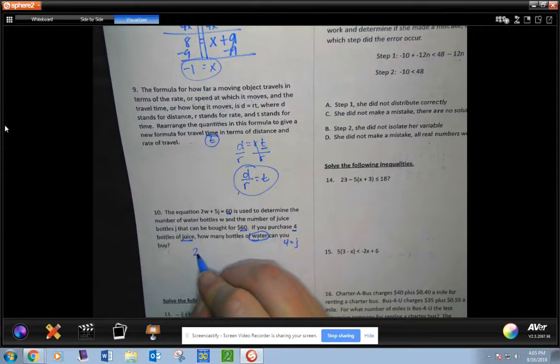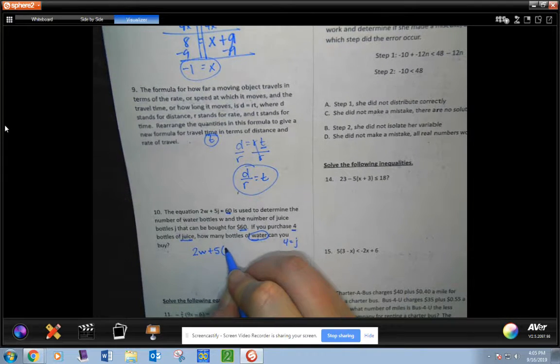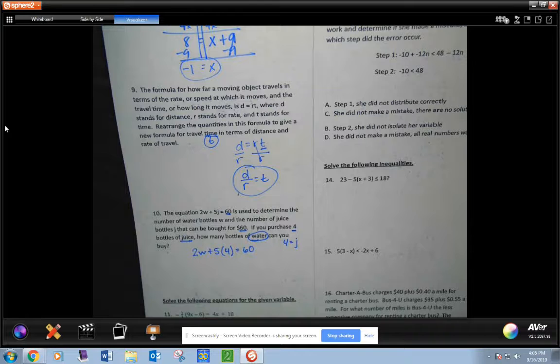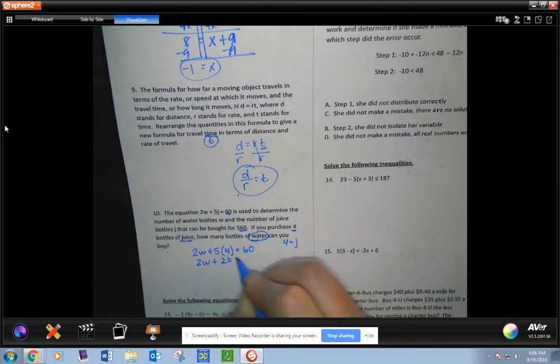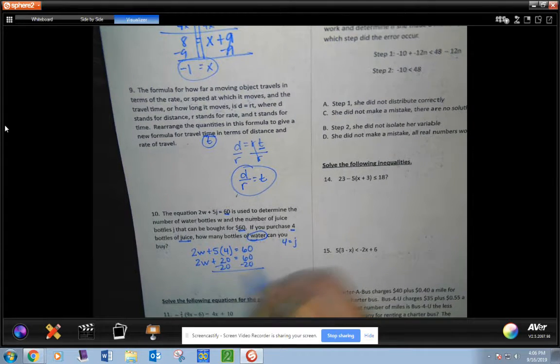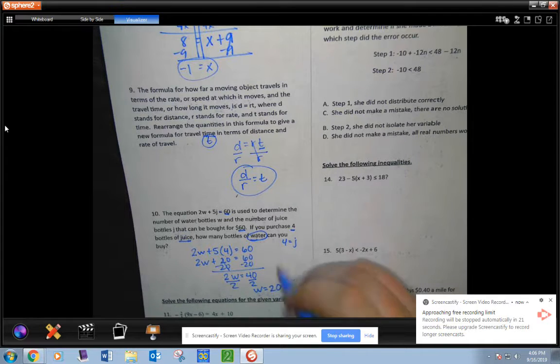So I'm going to take that formula, 2w plus 5, but instead of j, I plug in a 4, and it equals 60. Now I just solve the problem. So I get 2w plus 20 equals 60. I now must subtract the constant. That gives me 2w equals 40. And then my last step is to divide by 2, and that gives me w equals 20. So I could have 20 bottles of water.